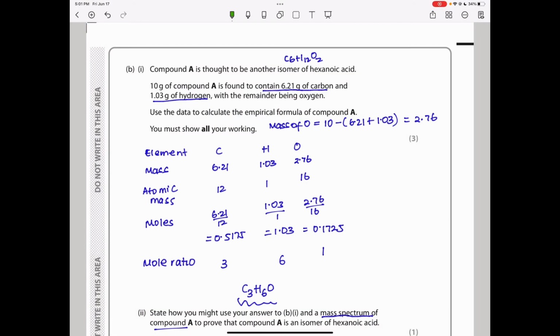Part B: compound A is thought to be another isomer of hexanoic acid. 10 grams of compound A is found to contain 6.21 grams of carbon and 1.03 grams of hydrogen, with the remainder being oxygen. Use the data to calculate the empirical formula of compound A. You must show all your working. So in this case, since we have to find carbon, hydrogen, and oxygen, and they told us this contains only carbon, hydrogen, oxygen, they've given us the mass. We need to find the mass of oxygen. Since the compound was 10 grams, subtract the mass of carbon and the mass of hydrogen, and we can get the mass of oxygen.